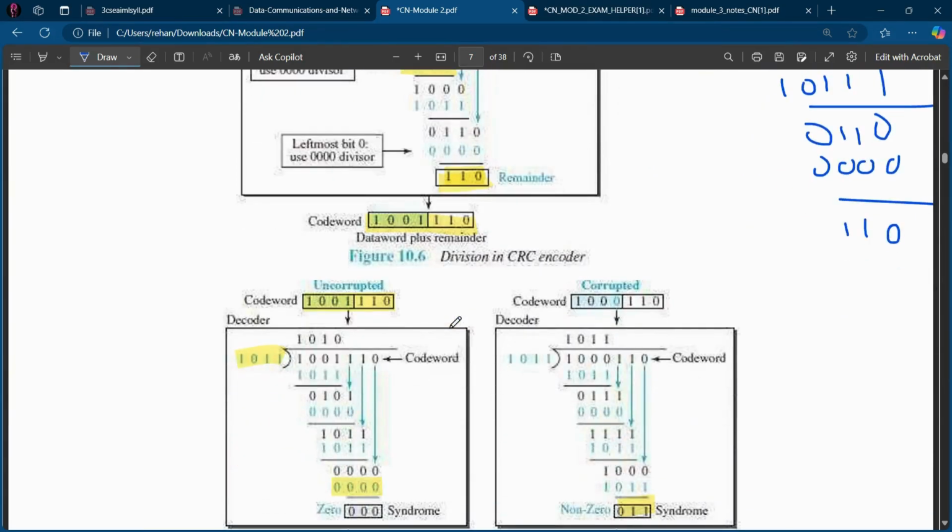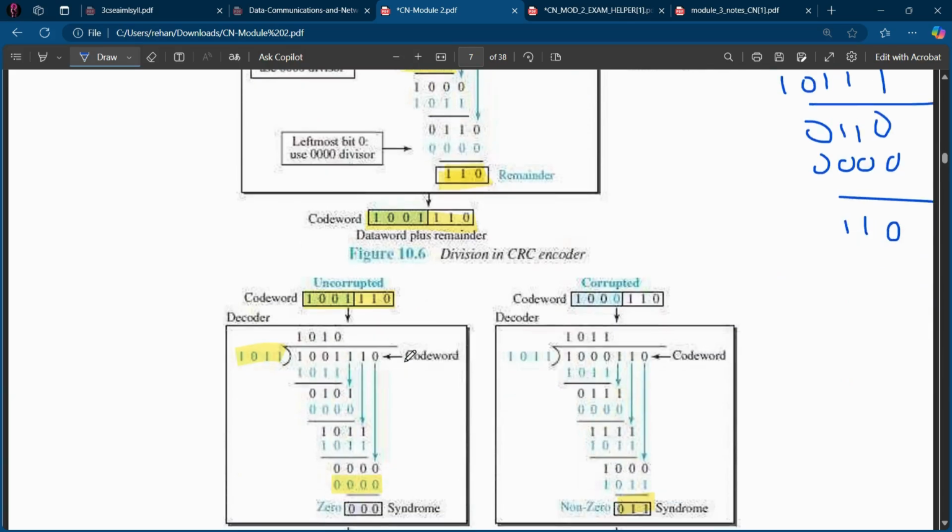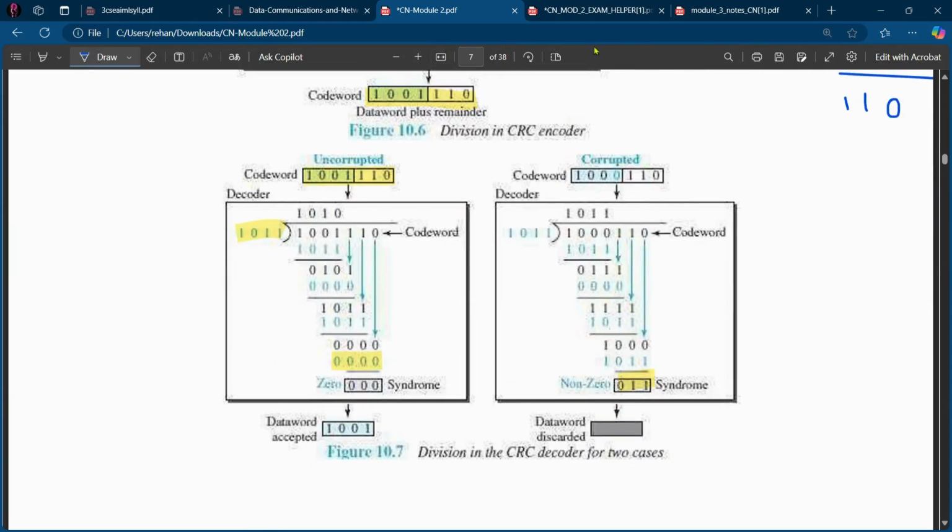Again, the code word is shifted. Instead of this, put the code and run again. You will get triple zeros. That's your answer for that.